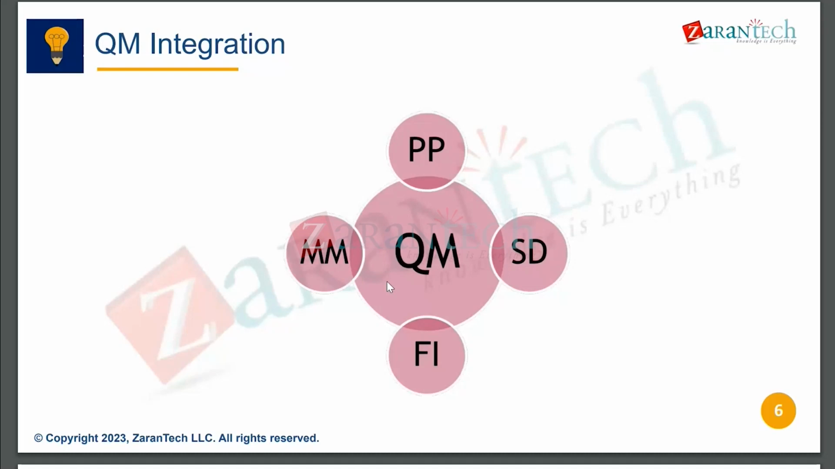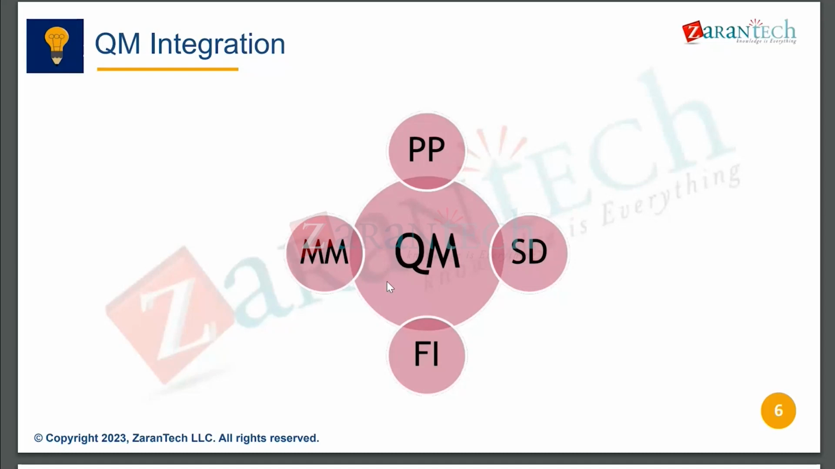So if you want to know quality management, you need to have a background of what is happening in materials management or purchasing, what is happening in production, what is the background in SD, and what is happening in FI. At least you need a basic knowledge, because QM is not an independent module, it is interlinked with other modules.